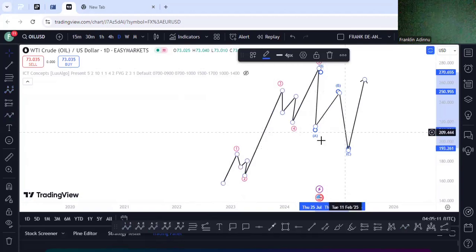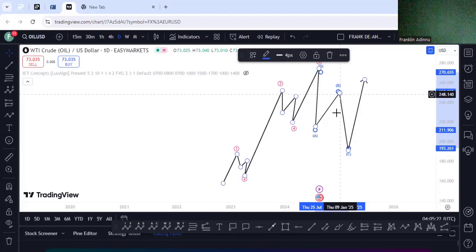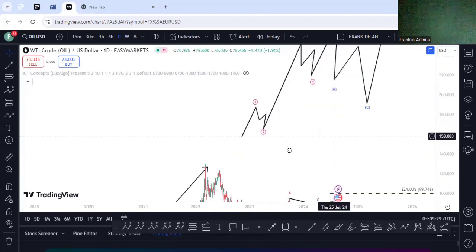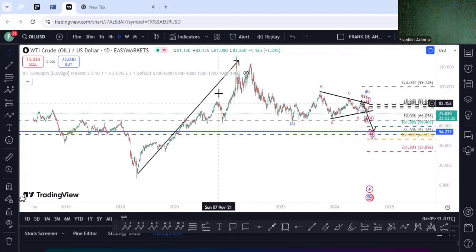This is elementary Elliott wave, because there are many types of correction, like triangle correction, expanded flat and the rest of them. So this is just a zigzag, the elementary one. With this now, let's go to this crude oil and see whether it is really true.